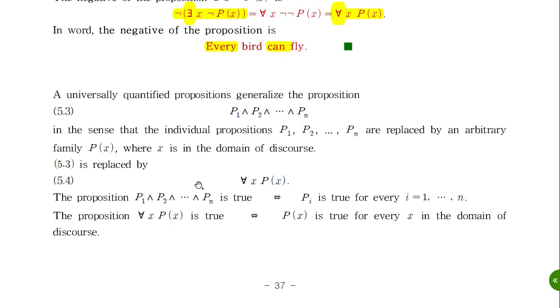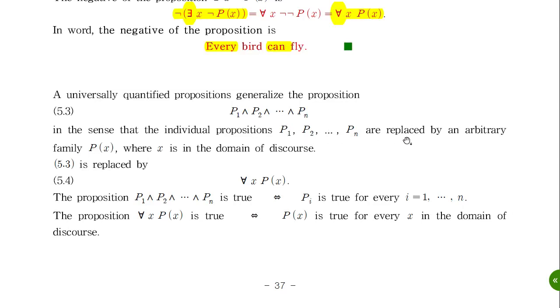then for all x, P of x can be generalized as the proposition: P of i is true for every i. For all x, P of x is true if and only if P of x is true for every x in the domain of discourse. Okay, here.